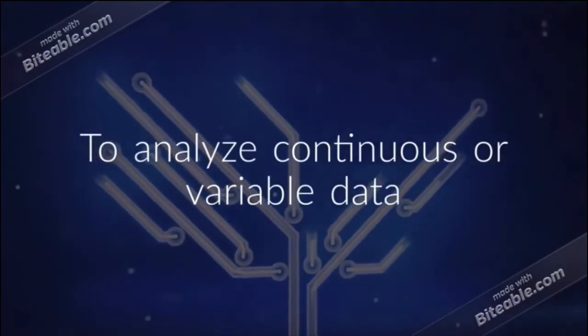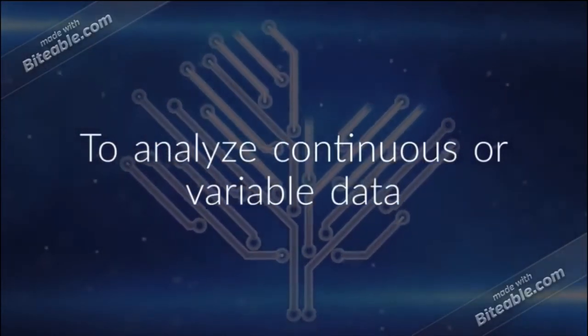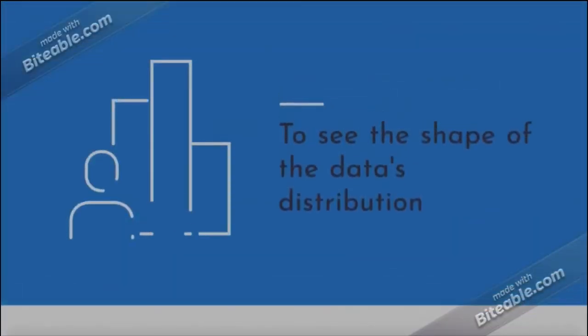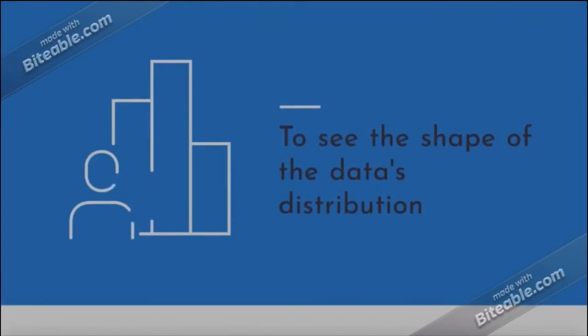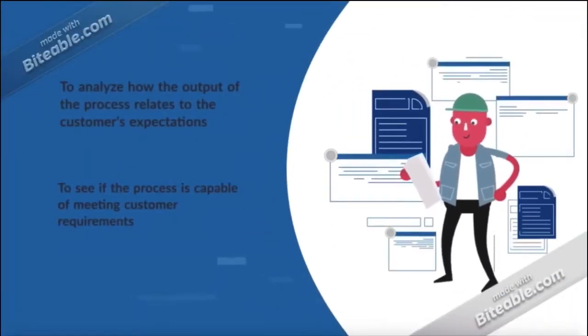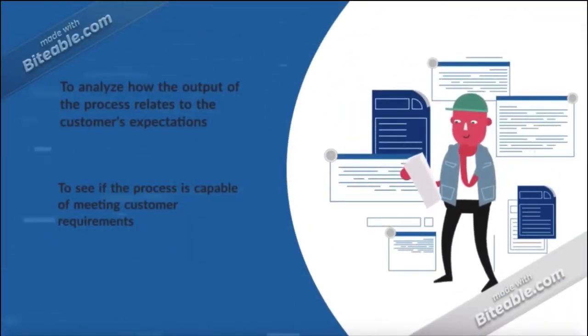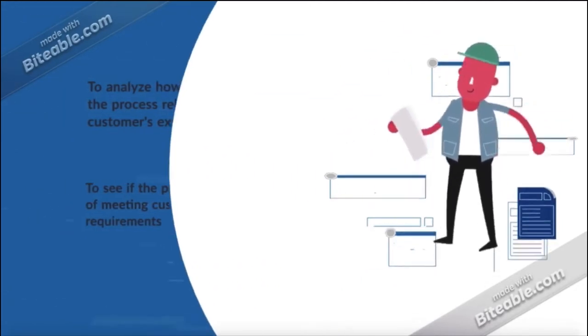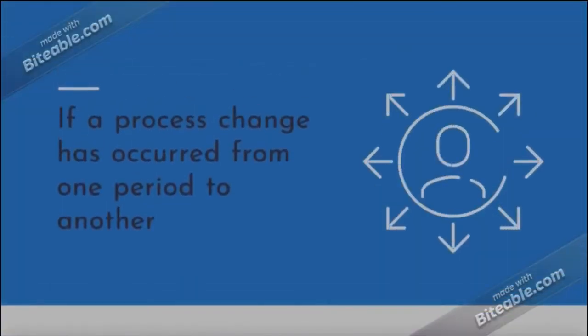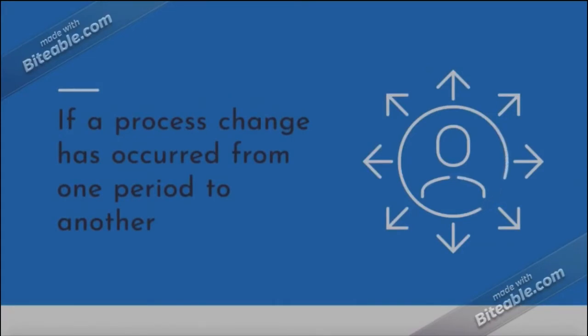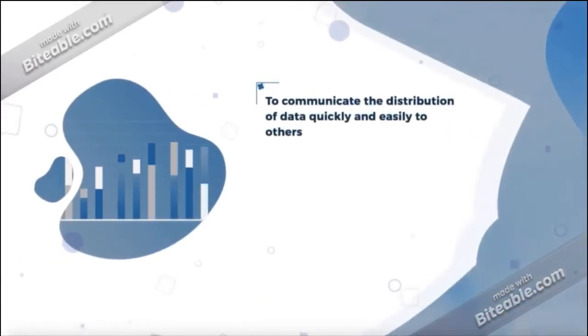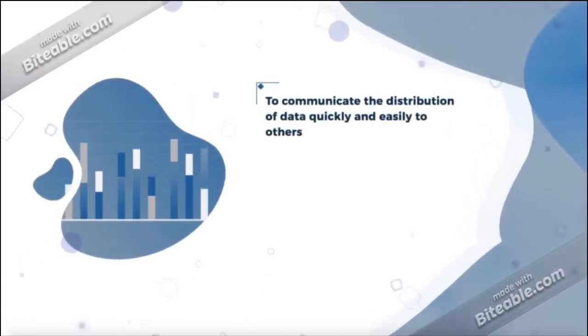You should use a histogram to analyze data that is continuous or variable, to see the shape of the data's distribution, which can tell you if the data is symmetric, if it's skewed to the right, if it's skewed to the left, etc., to analyze how the output of a process relates to the customer's expectations and if the process is capable of meeting the customer requirements, to see whether a process change has occurred from one period to another, and finally, when you need to communicate the distribution of data quickly and easily to others.